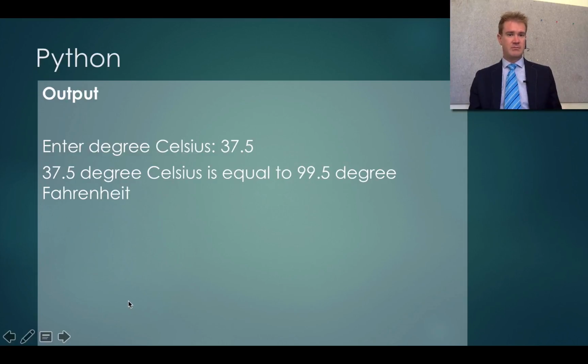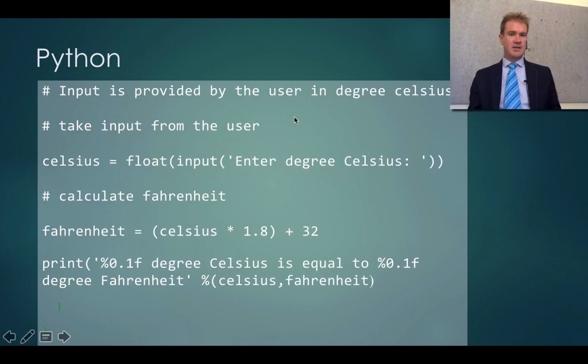So in Python, we want an output of enter degrees C. The user then enters their temperature, and then you convert that to Fahrenheit, and we write out what it is in degrees C and what it is in Fahrenheit as an output. Let's look at the coding behind that. So, input provided by the user in degrees Celsius. So first of all, we need to take that input.